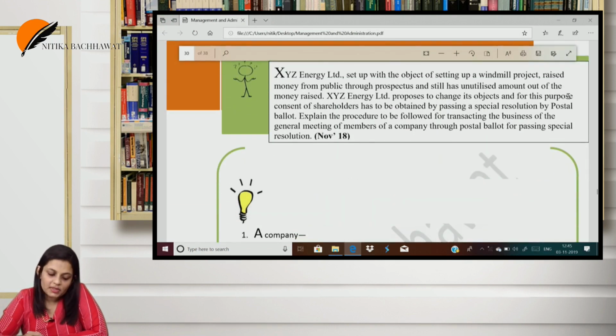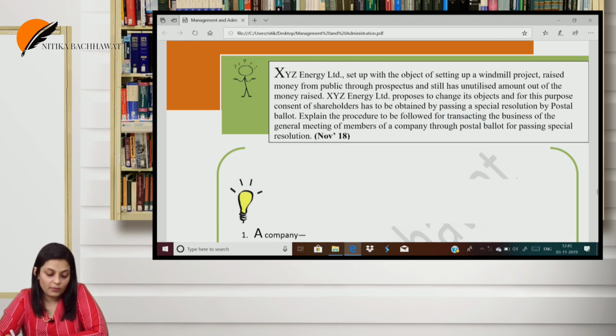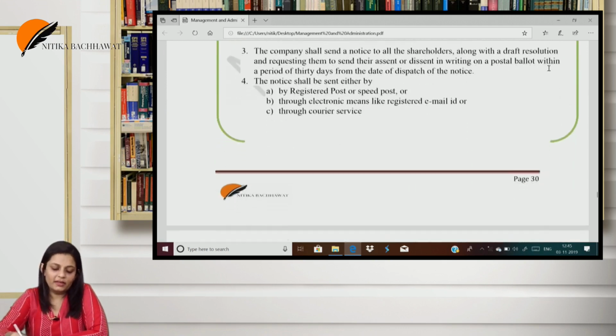XYZ Energy Limited, set up with the object of setting up a windmill project, raised money from public through prospectus, and still has unutilized money out of the money raised. XYZ Energy Limited proposes to change its object, and for this purpose consent of shareholders has to be obtained by passing a special resolution by postal ballot. Explain the procedure. We are not going into this.